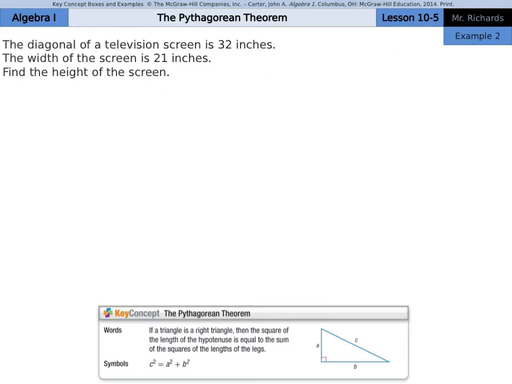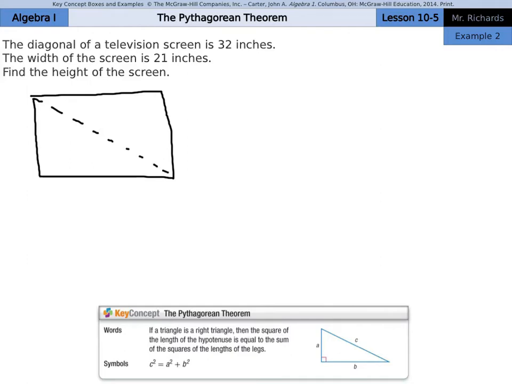In our second example today, the diagonal of a television screen is 32 inches. The width of the screen is 21 inches. Find the height of the screen. In these types of problems, I think it's very good to draw yourself a picture. And so we have this nice television here. The diagonal of the screen is 32 inches, so just draw in the diagonal of the screen here.